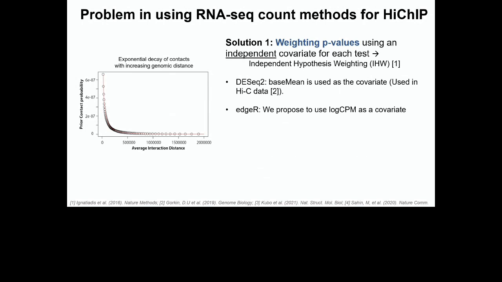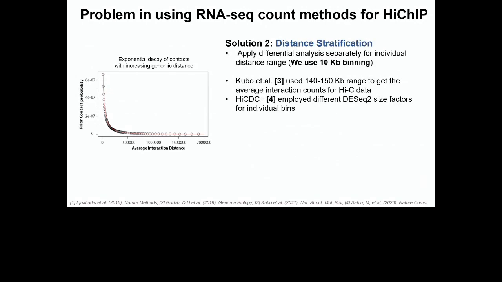The first one is to weight the p-values by using an independent covariate for each test, by independent hypothesis weighting. Previously in the literature, the base mean has been used as a covariate for DESeq2, and for edgeR, we propose using the log count per million as a covariate. The second solution is distance stratification. This means applying the differential analysis for individual distance ranges. For example, for the loops that are from 10 kb to 20 kb or 20 kb to 30 kb. And this also has been explored in the literature before.